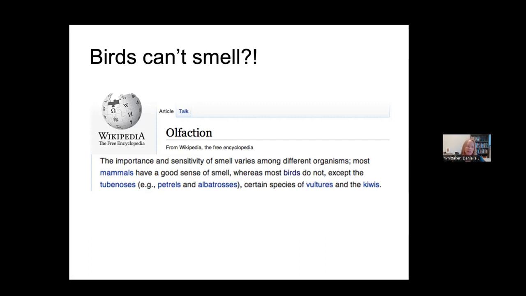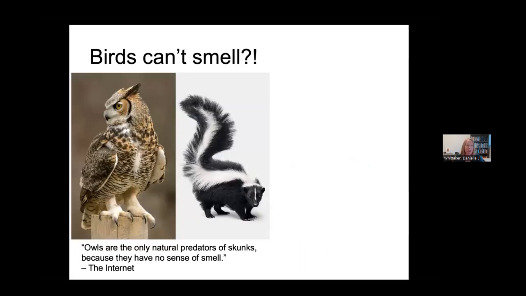But when you dig into this idea more deeply, you can't find any scientific backing to it. There's no reason to believe that birds don't have a good sense of smell. But you'll find statements like this on the internet. One of my favorites is the idea that owls are the only natural predator of skunks because they have no sense of smell. The idea, of course, is that skunks give off this noxious odor when they're in danger, and if you don't have a sense of smell, then you can ignore that and eat it. Well, this is not true for a couple of different reasons. One being that owls are not the only natural predator of skunks. Wolves eat them, coyotes eat them, and no one has ever doubted their sense of smell. But also, owls do have a sense of smell.